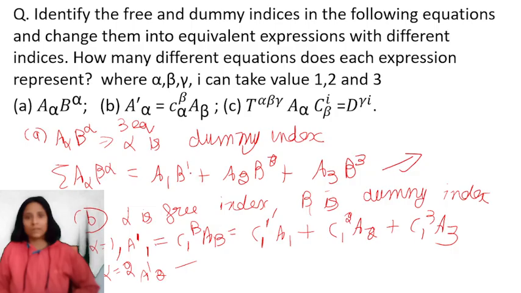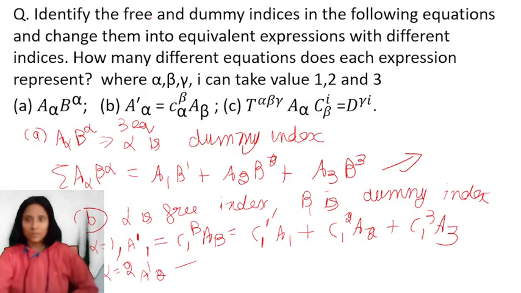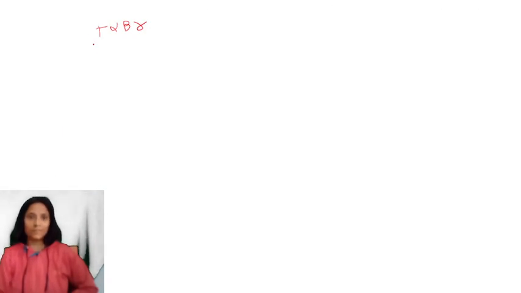Okay, and part C. Part C is homework, but I will tell you some basics you must know. Okay, I will do part C. Part C is T gamma equals A alpha C beta alpha D gamma beta, with the indices as written on the slide.